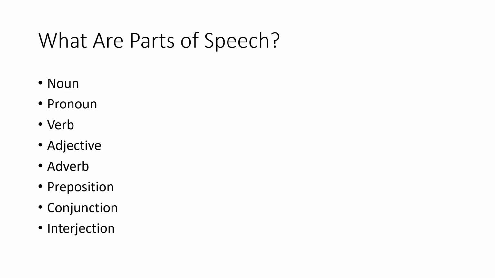So, what are parts of speech? It is divided into 8, which describe and construct the sentence in the English language. There are noun, pronoun, verb, adjective, adverb, preposition, conjunction, and interjection. Tonight, we will be learning about the subjects.